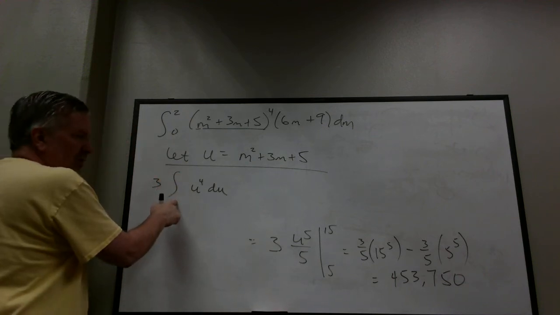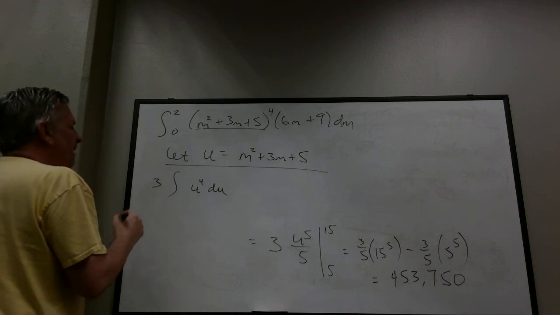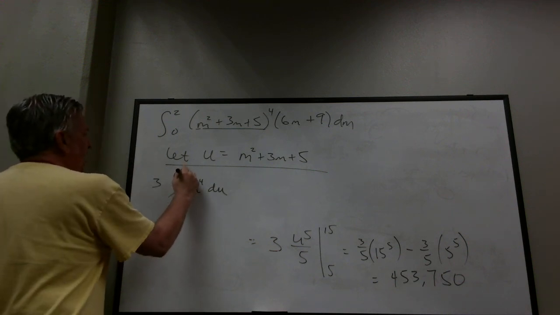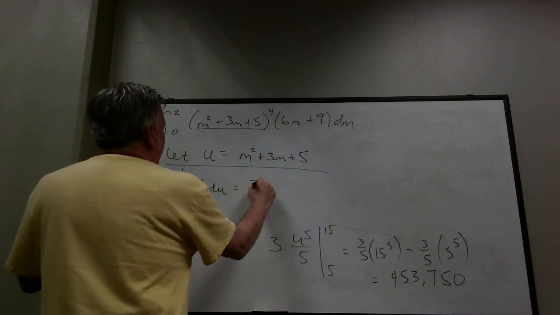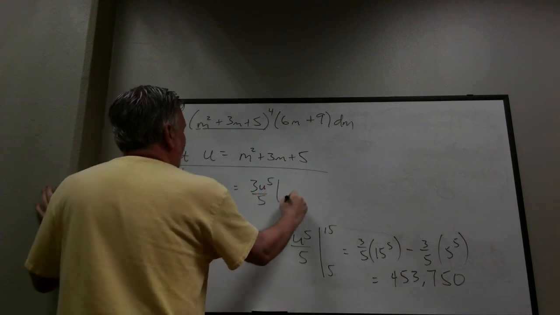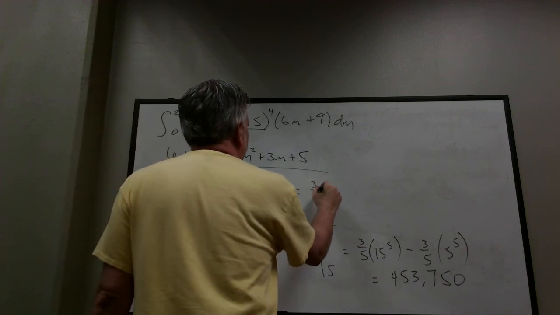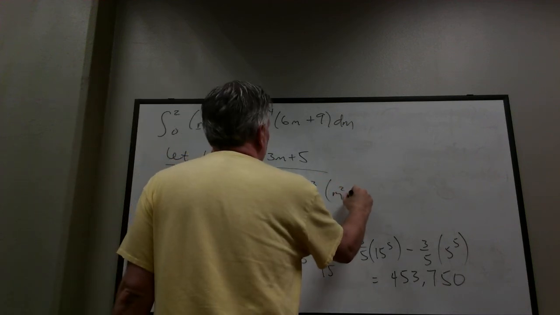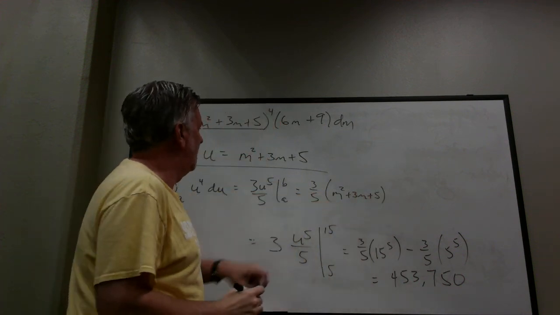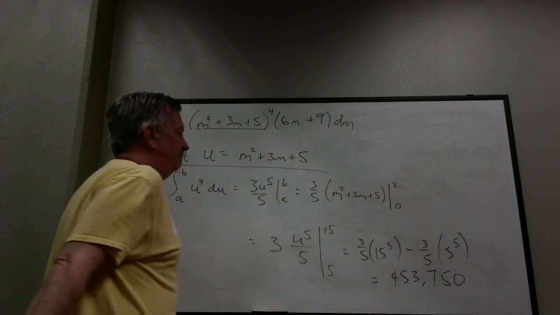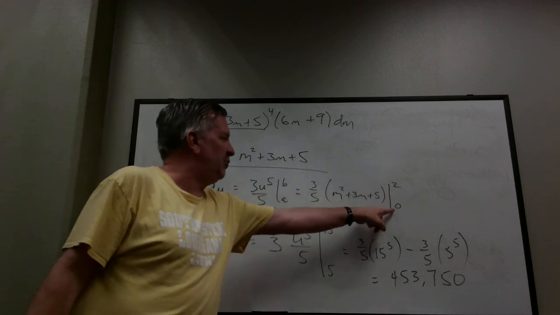But you can't write 0 and 2. Even though you're going to go back to that, you don't write 0 and 2 because that's just a lie. That's not right. Okay? If you want, I'm perfectly fine if you put a and b here. That tells me you know they're not the same thing. And then here you would say 3u to the fifth over 5 from a to b. Then when you back substitute to m's, you're going to have 3/5 times m squared plus 3m plus 5, to the fifth. I notice I just replaced u with what it was. That now is from 0 to 2.